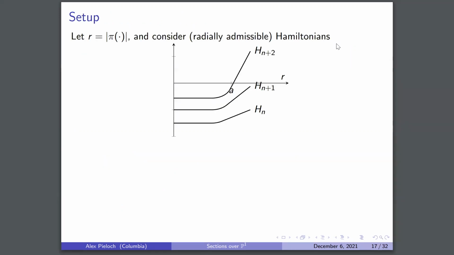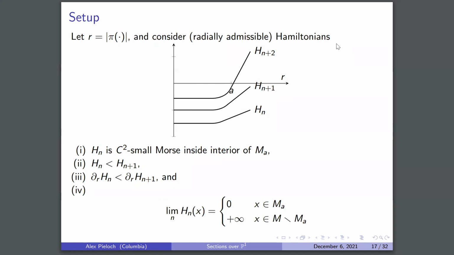Okay, let's do Floer theory. We're going to fix R to be our standard radial function. So we project M to C and we just take the norm, the radial coordinate. And we're going to consider a sequence of Hamiltonians that looks like the following. We have H_n to H_{n+1}, an increasing sequence of Hamiltonians with increasing slope. This is just so we have convexity at the end. And we assume that inside our compact subset, M_A, we have a C2-small Morse function. So really H_n inside just looks like some C2-small Morse function divided by n.